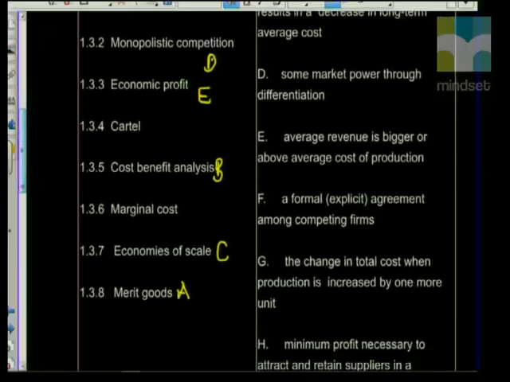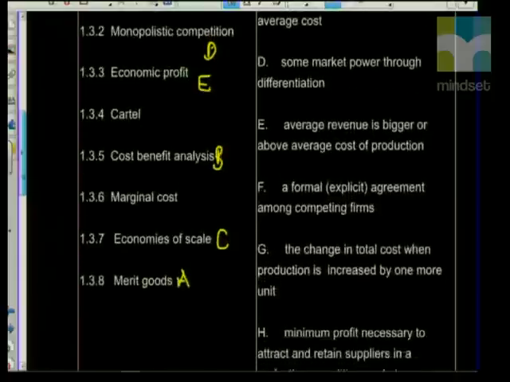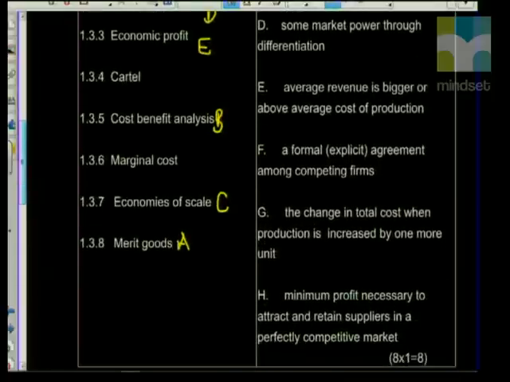You will remember from the multiple choice questions that we did in 1.1 that there was a question on the cartels, and I said that if oligopolies explicitly work together, then it is known as a cartel. So in other words, 1.3.4, the answer will be F, where you have a formal or an explicit agreement among the competing firms.